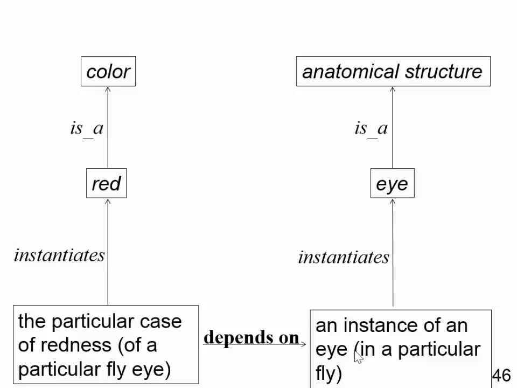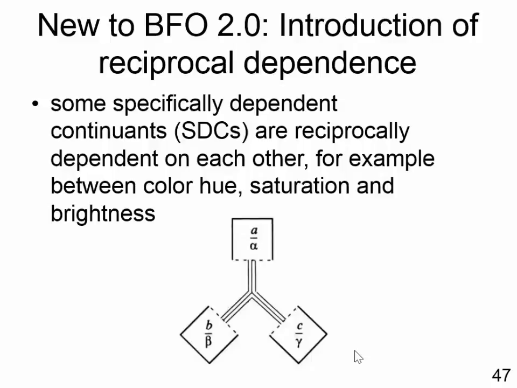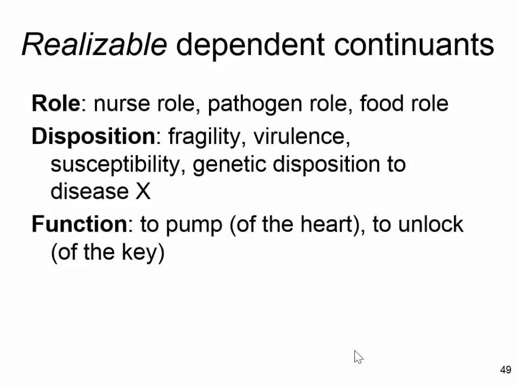And at the very top, we have independent continuant, which is the universal in BFO, the universal category to which anatomical structure belongs as a subtype. And we have quality, which is the BFO category to which color belongs as a subtype. Now we have reciprocal dependence in BFO 2.0. For instance, the hue, the saturation, and the brightness of a color depend upon each other. You can't have the one without having the other two. And now these are the three subtypes distinguished by BFO of realizable dependent continuants.